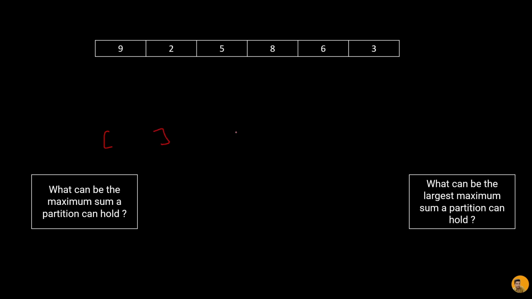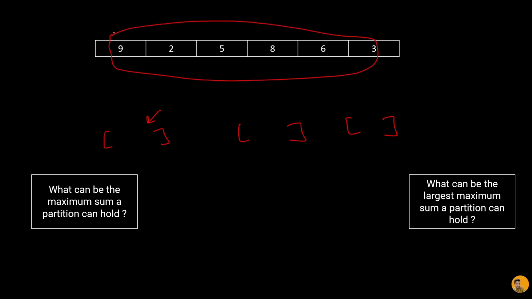The first is, what can be the maximum sum a partition can hold? Suppose I have done some random partition. What can be the maximum sum? I'm not talking about the total sum. What can be the maximum sum which an individual partition can hold? That would be the largest value of this array. You can't go below this, right? I have done a partition which consists of a single value, so this would be the largest value possible.